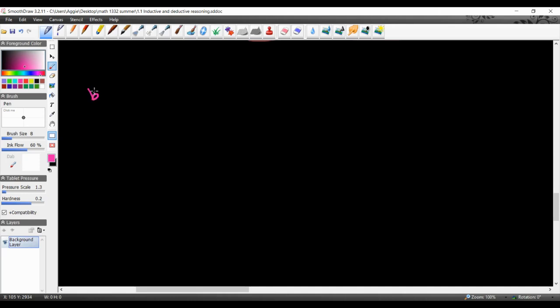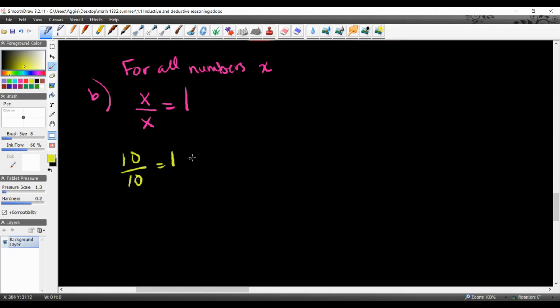Let's do one that looks a little bit weird. So let's do x divided by x equals 1, and this is again for all numbers x. In other words, I plug in any number in there, it should work. So again, like the problem before, we're going to just pick a number. Let's say x is equal to 10. So 10 divided by 10 is equal to 1, which is true. Let's try a negative number, negative 100. Negative 100 divided by negative 100 is equal to 1. That is true. So I'm hoping you're seeing the pattern here, that basically anything divided by itself is equal to 1.